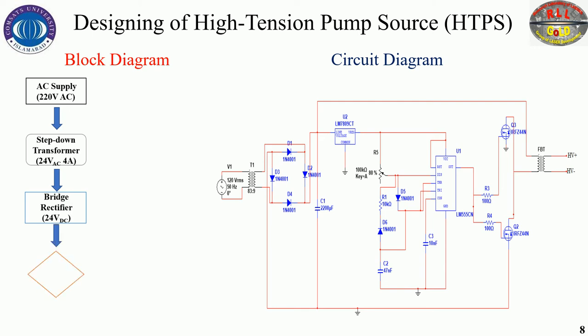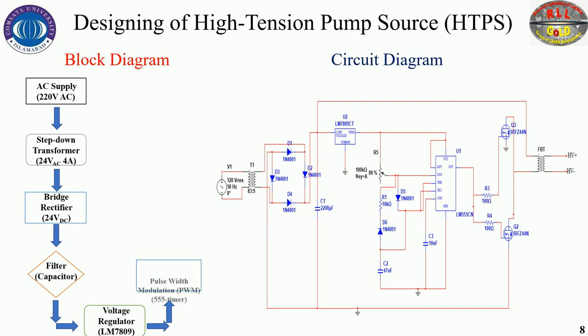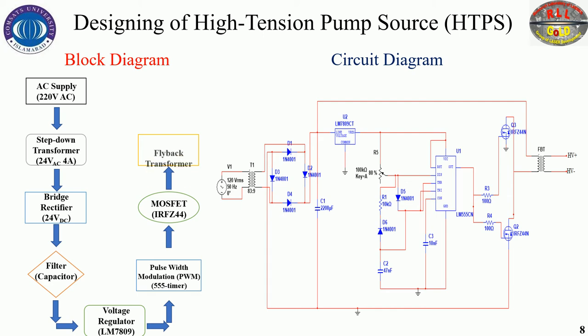Then a capacitor is used to smooth the output DC voltage. Then a voltage regulator 7809 is used to get a regulated 9 volt at output. Then this regulated voltage is applied to the pulse width modulation circuit based on a 555 timer IC, and then the output of this pulse width modulation circuit is applied at the gate of the MOSFET. At the drain of the MOSFET a flyback transformer is connected, from which we get high voltage pulses at the output in the range of 10 to 30 kilovolt.